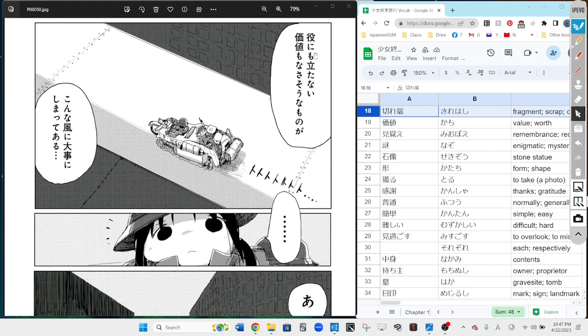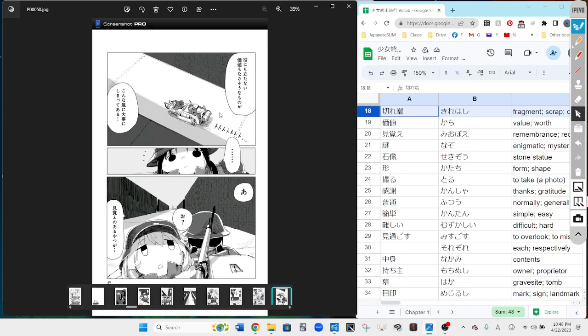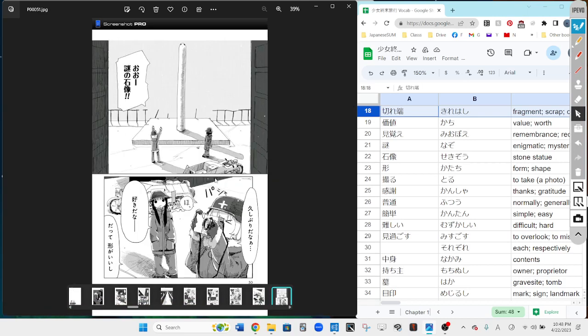Yaku ni mo tatanai kachi mo nasasou na mono ga konna fuu ni daiji ni shimatte aru. So these things that seem like they don't have any value and are useless, but they've been put away preciously in this way. Oboe no aru yatsu ga. Oh, something has just been remembered. Oh, nazo no sekizo.